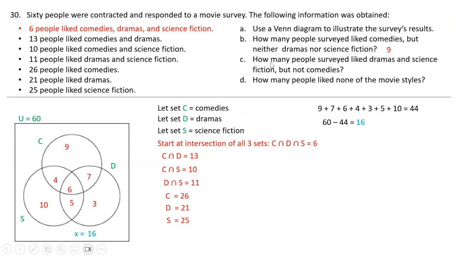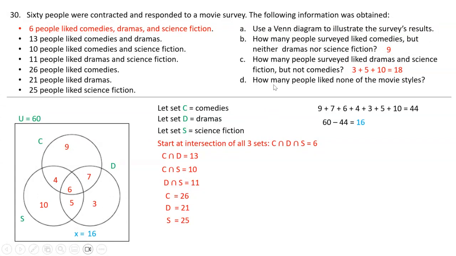Okay, now look at C. How many people surveyed like dramas and science fiction, but not comedies, right? So let's go to, they like dramas and science fiction. So they like dramas, right, and science fiction. So it's going to be 3 plus 5 plus 10, which will be 18, right, because this is dramas and science fiction, but not comedy, so not these right here. So only these right here on the bottom. That's why it's 10 plus 5 plus 3, which is 18.